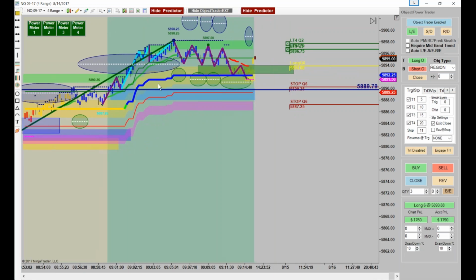Looking to the left to trade the right, what are they trying to do? They're trying to get a higher low than this so they can head back up. They came down to mid-band. They did not take out that swing. Everybody see that?